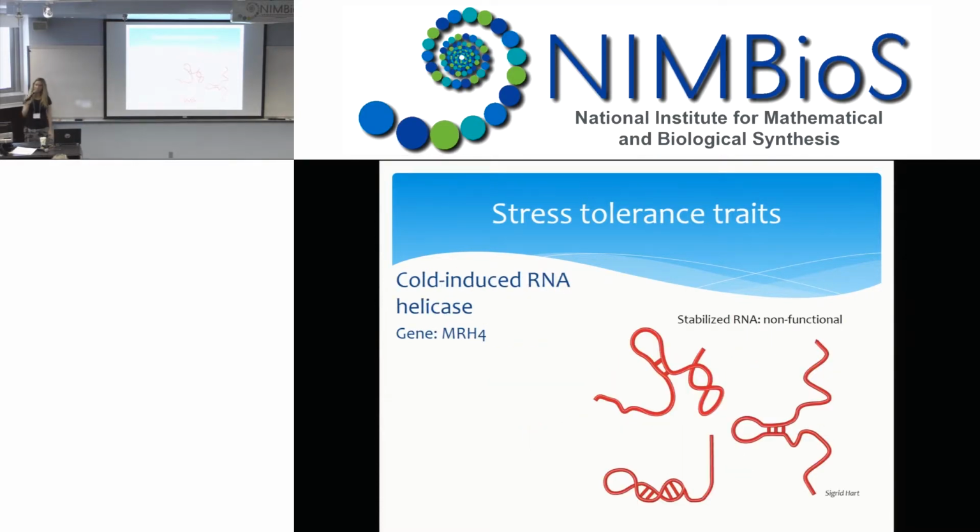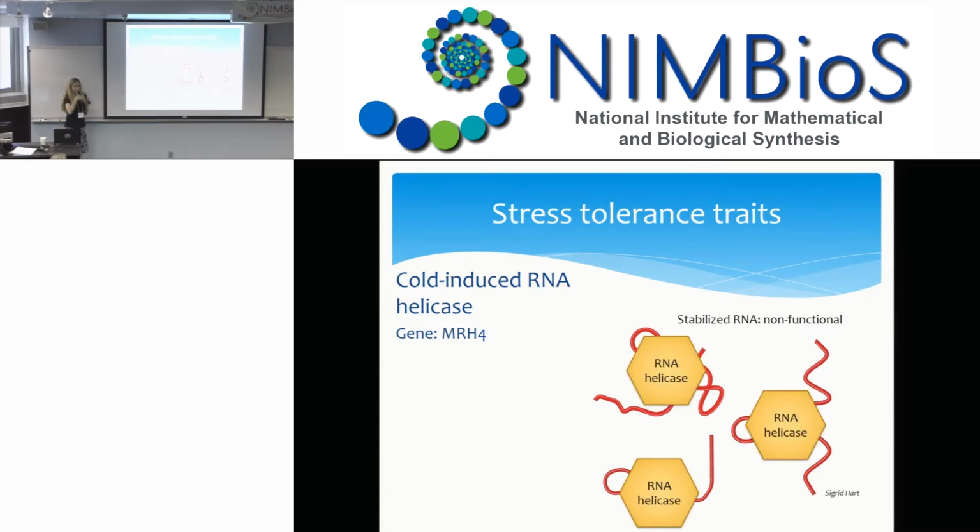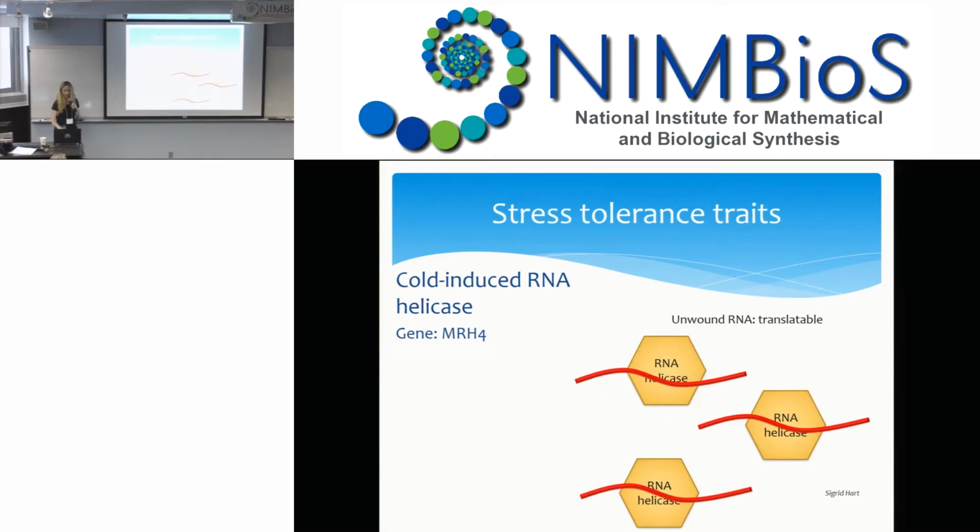Okay, and then the last trait I'm going to go over is the ability to produce cold-induced RNA helicases, also to tolerate stress. Under really cold conditions, RNA can form these tertiary structures that are stable. Now, this interferes with translation. So what fungi can do is produce these RNA helicases that will bind to the RNA and unwind it, and then translation can occur as appropriate. So this is another way that fungi can improve stress tolerance, and again, we know the gene for it.